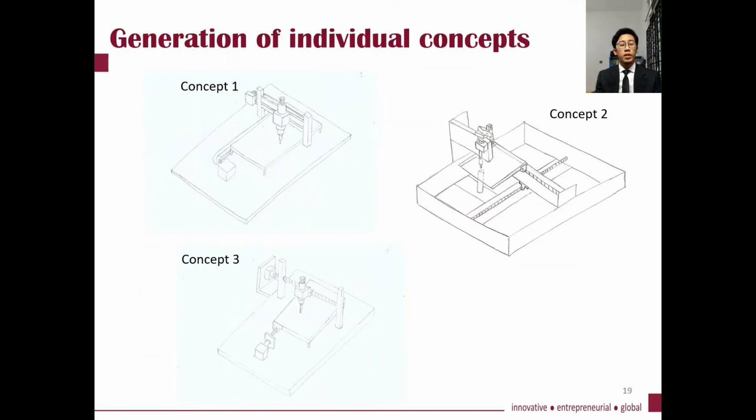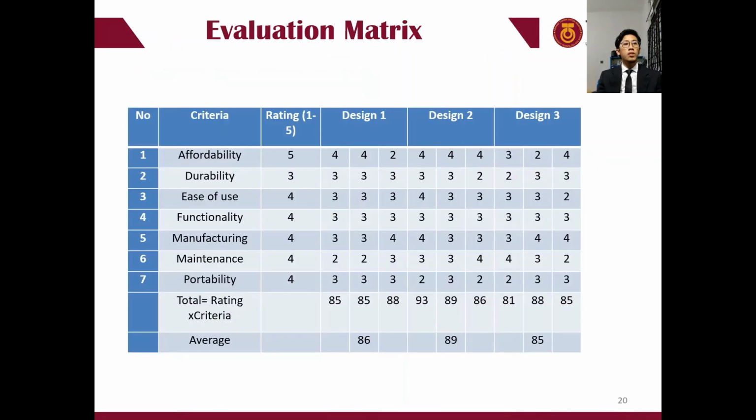As you can see from the 3 figures here, these are the 3 different concepts generated. As you can see here in the evaluation matrix, there are 7 different criteria. During the process of the evaluation, 3 other persons have been assigned in order to assist. The average marks for design 1, design 2 and design 3 are presented, and we can see that design 2 receives the highest average among the 3, and design 2 will be used in the PROF matrix as the datum.